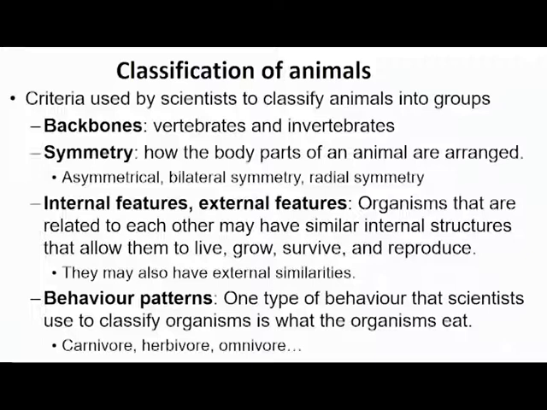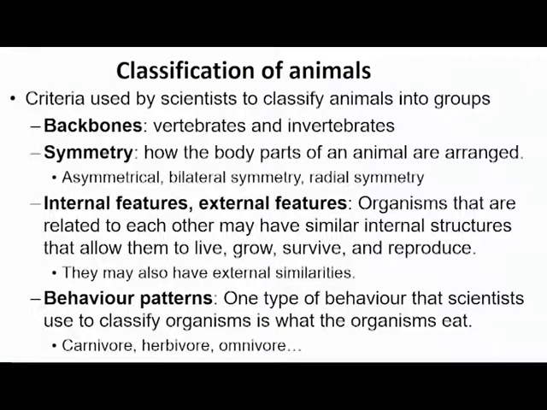The next topic is on the classification of animals. Scientists classify animals into groups based on similarity in characteristics. Some animals are closely related to others, and some animals are more closely related than others, although all animals are multicellular and they are considered heterotrophs.